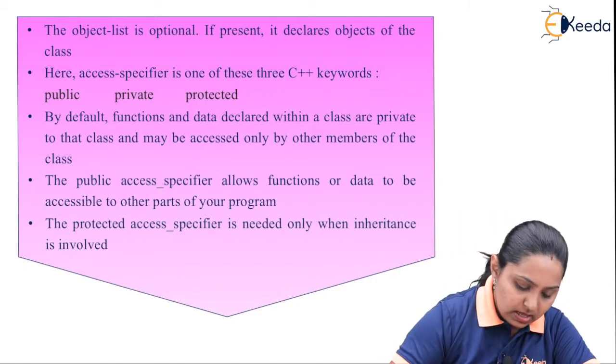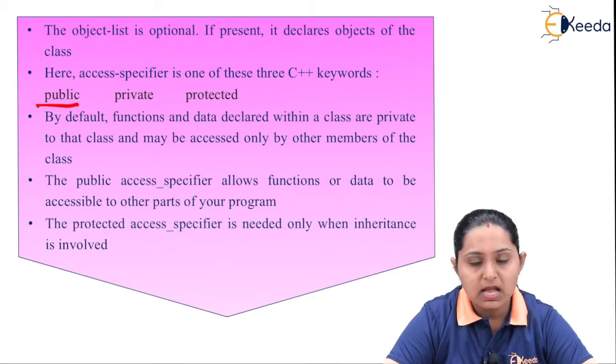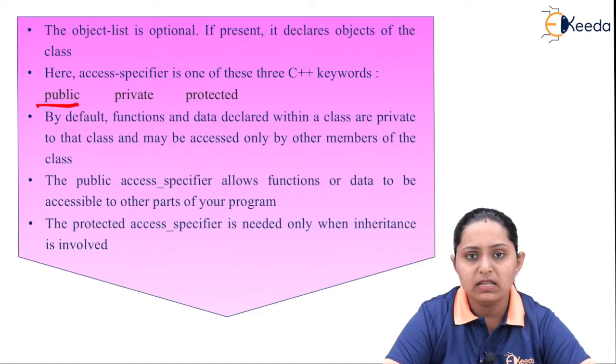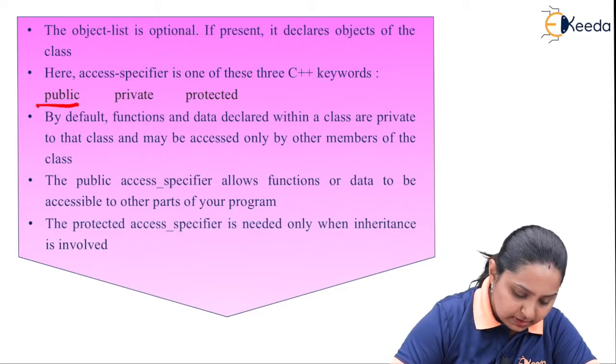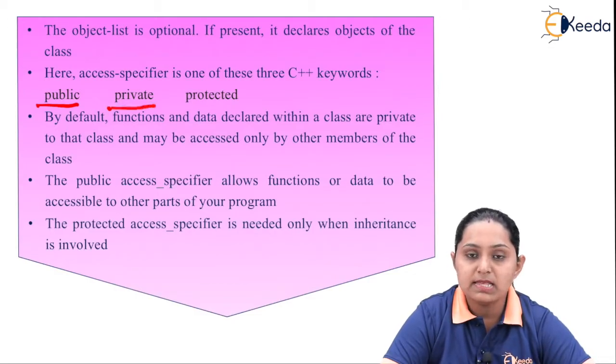When you say the data is public, that means those data members and member functions are accessible inside the class as well as outside the class. That means the data which you are writing inside the class is globally available for accessibility. Next is private. When you declare your data or member function as private, that means that data and those member functions are accessible inside the class only. No outside class member can access that data.